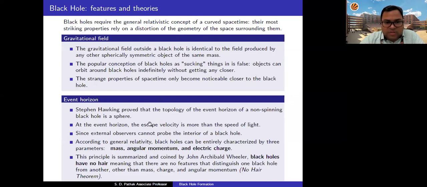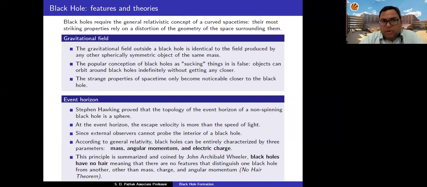The event horizon was first given by Stephen Hawking, especially in the development of the theory of the cosmological black hole. The event horizon is the boundary of space-time from where nothing comes out or nothing can escape. That is called the event horizon.